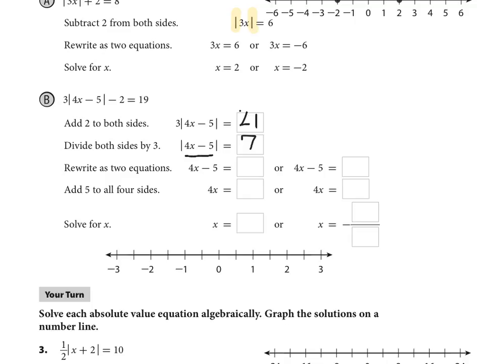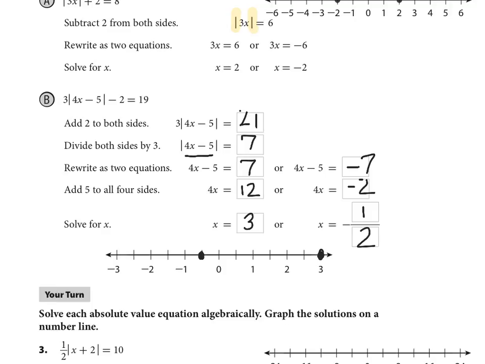Using the left side, we say 4x minus 5 equals a positive 7, or that quantity 4x minus 5 could equal a negative 7. Simplify both equations, add 5 to both sides, divide by 4. So one of our solutions is x equals 3. Again, add 5 to both sides, that gives me negative 2. Divide by 4, that gives me negative 1/2. And if we were to graph our solution on a number line, we simply graph x equals 3 and x equals negative 1/2.